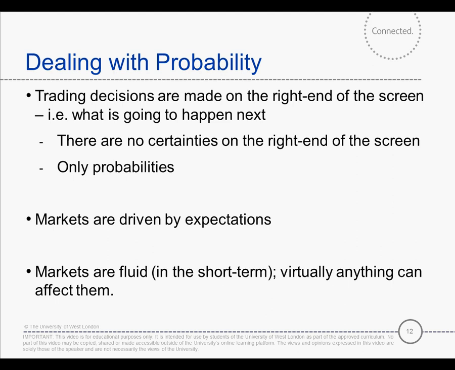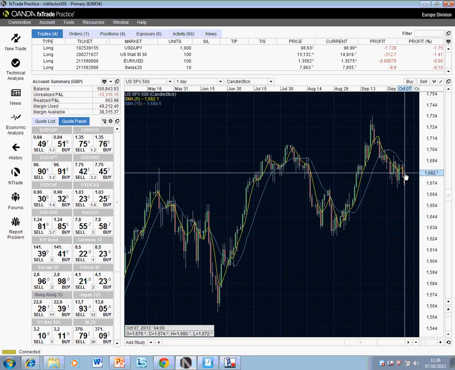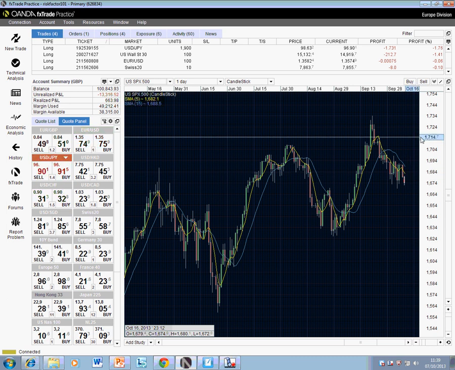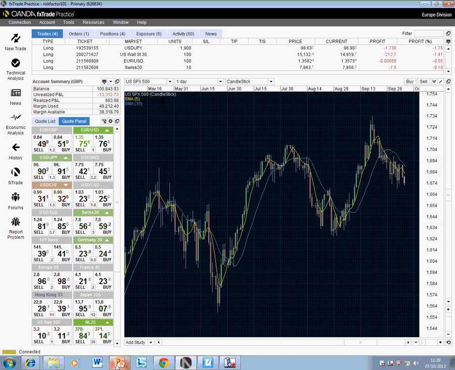Now, like I said, trading decisions are decisions you make on the right hand end of the screen. So if I were to turn back to your chart, if you were to place a trade, if you were to take a position on the S&P 500, the question for you is: is it going to go up, or is it going to continue downwards, or is it going to go lateral? Which way is it going to move? So it's always at the right end of the screen that you're working as a trader.